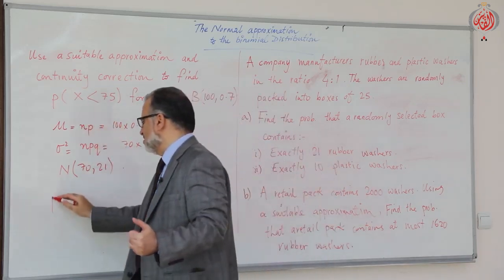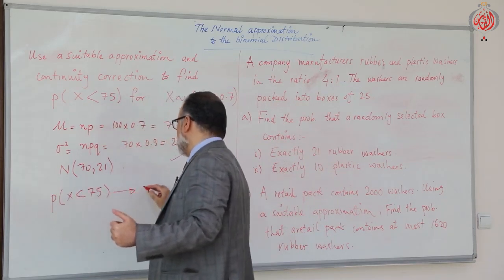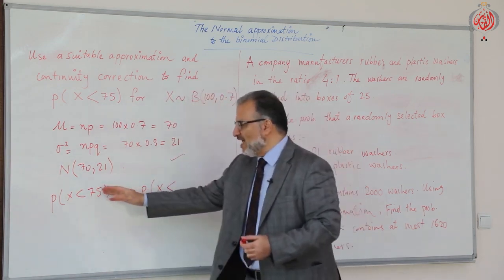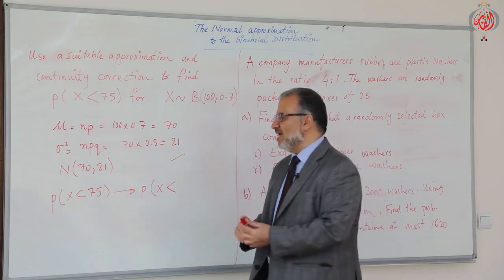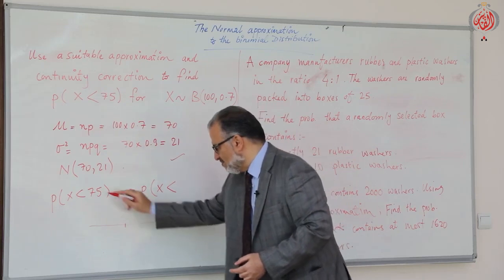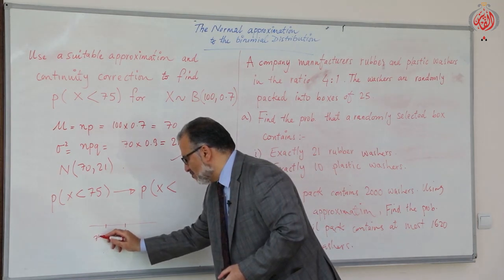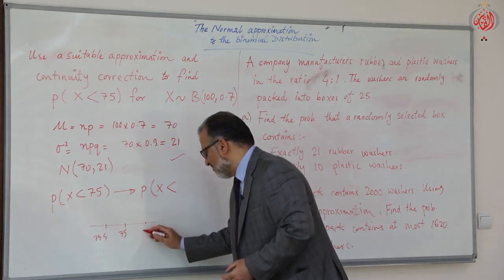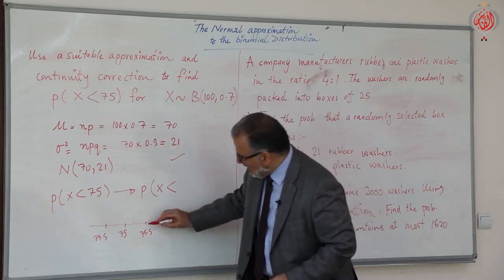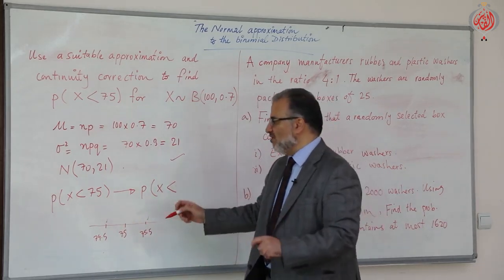So that one, x less than 75, we have to change it into x less than another value. So this value, either plus half or minus half. Which one do we have to deal with? This is 75. Put that value 75 minus half, 74.5, or plus half, 75.5. So either you will deal with this one or that one. Which one do you have to use?